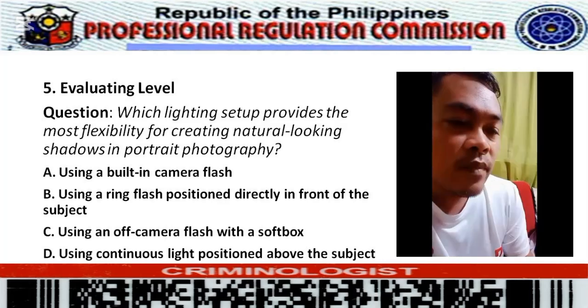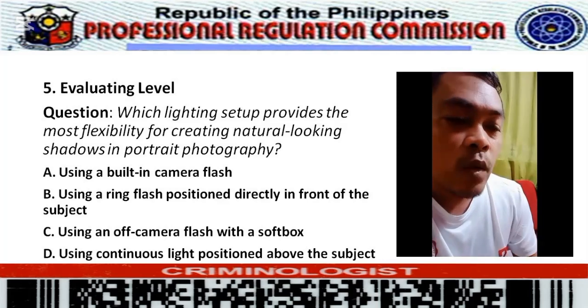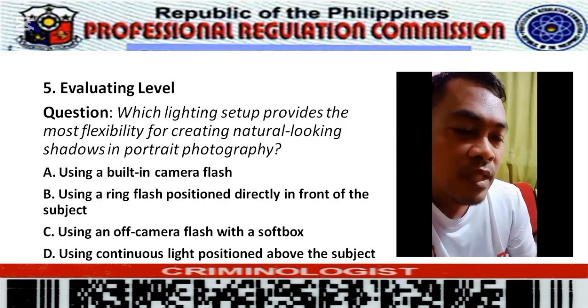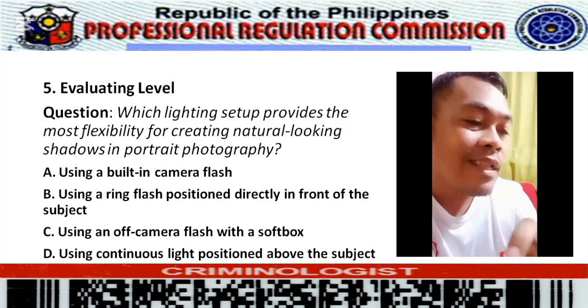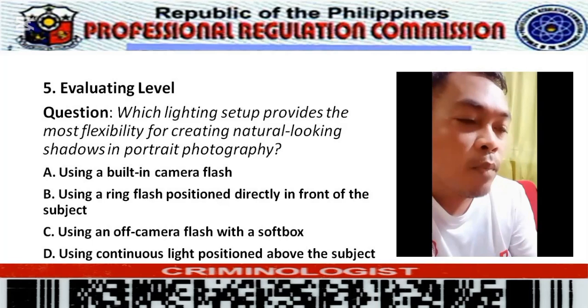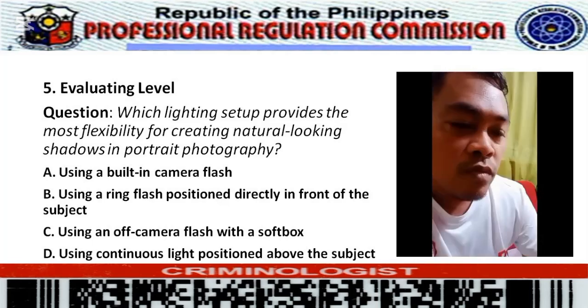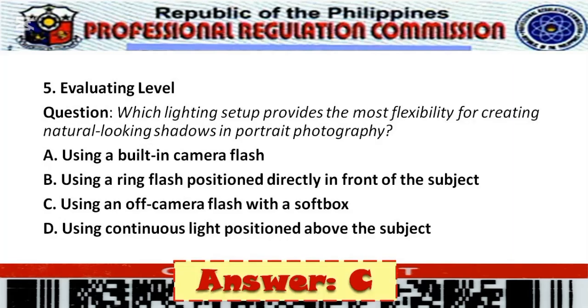For option letter D, it is still incorrect, using continuous light positioned above the subject, because it only provides consistent lighting but may not offer the same natural look and flexibility for shadow control. So that's why option letter D is incorrect. For this question, which lighting setup provides the most flexibility for creating natural-looking shadows in portrait photography, the correct answer is letter C, using an off-camera flash.